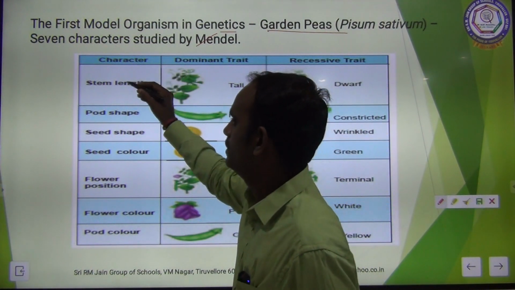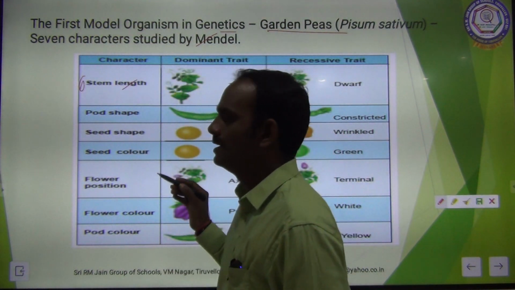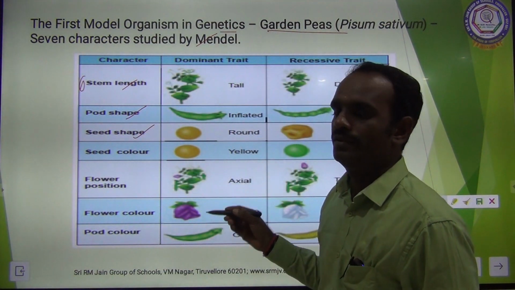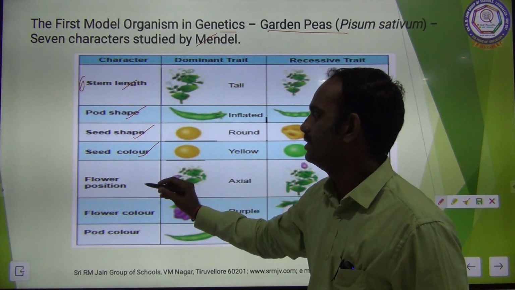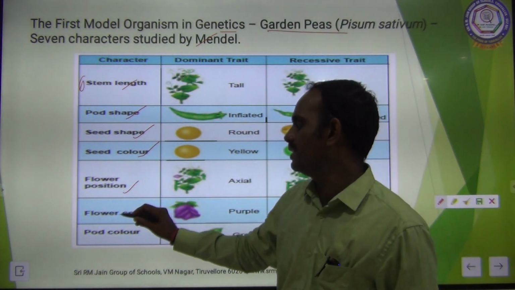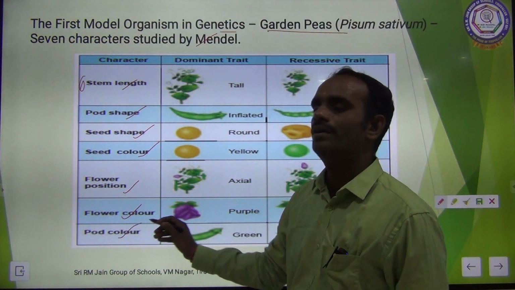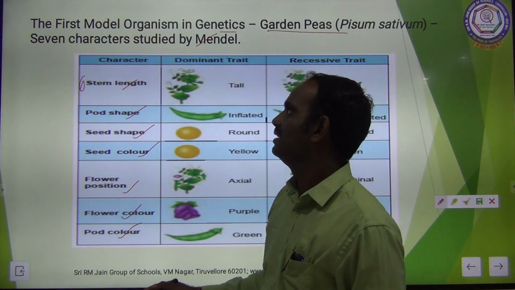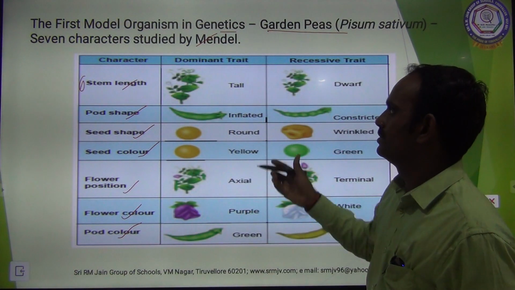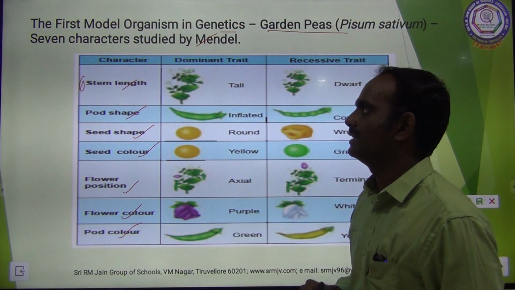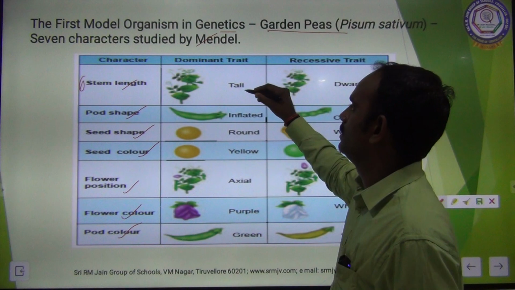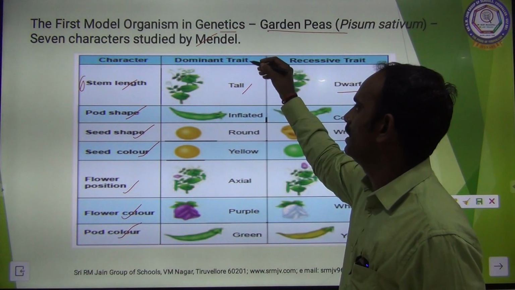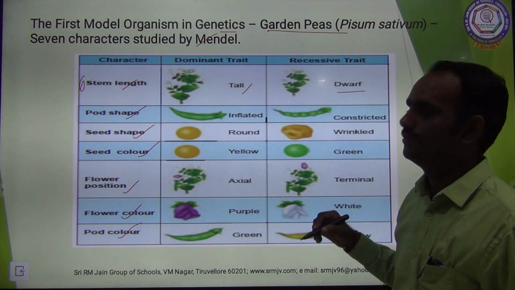The 7 characters: the first one is stem length, second is pod shape, third is seed shape, fourth is seed color, fifth is flower position, sixth is flower color, and seventh is pod color. These are the 7 characters studied by Mendel. For stem length, the dominant character is tall and the recessive character is dwarf.